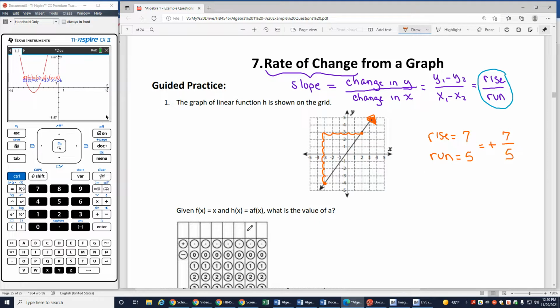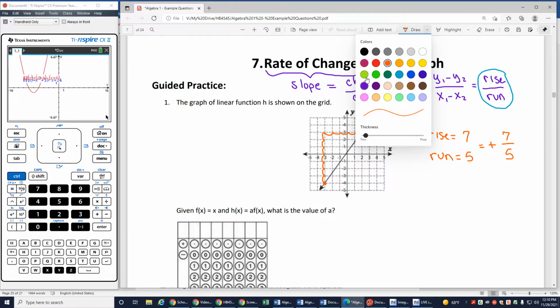Okay, now this is a griddable. So how do I put this on a grid? Oh, and notice this wording. This wording is kind of weird. I just went and did slope because that's what it says up here. But it says the graph of the linear function h is shown in the grid. Given f of x equals x and h of x equals a times f of x, what is the value of a? So this is really confusing the way they've written this. I just want to go over what it's saying.